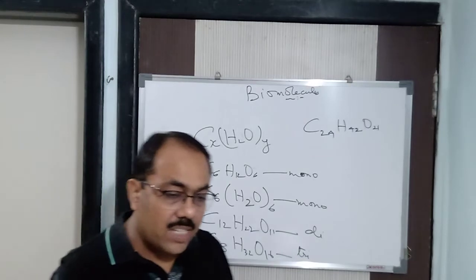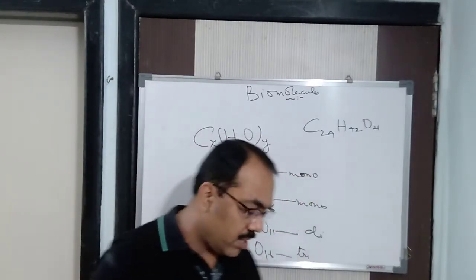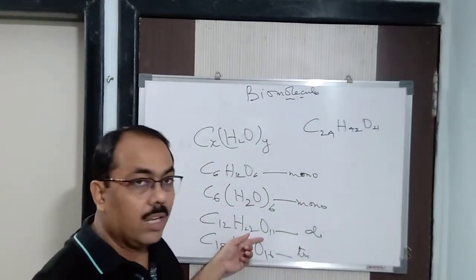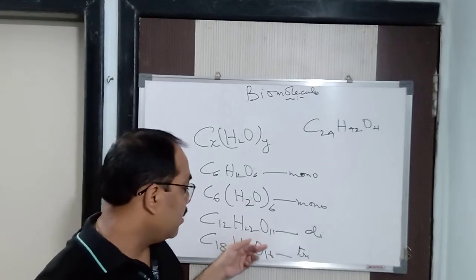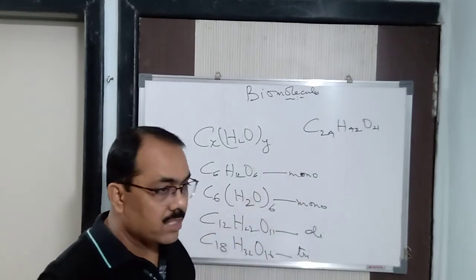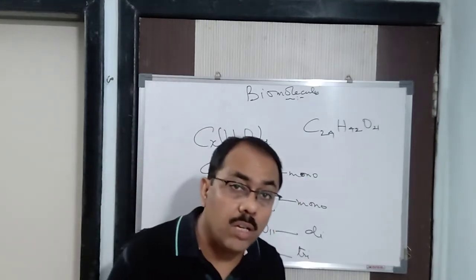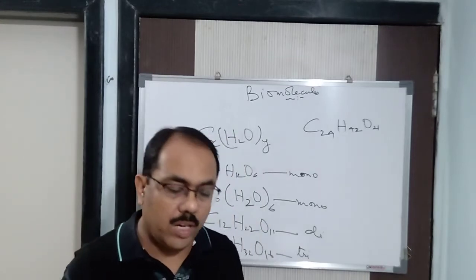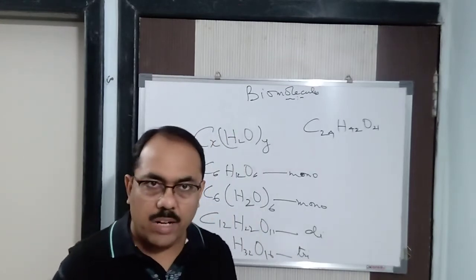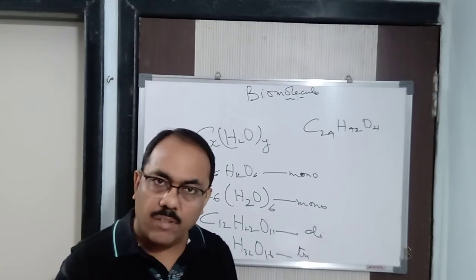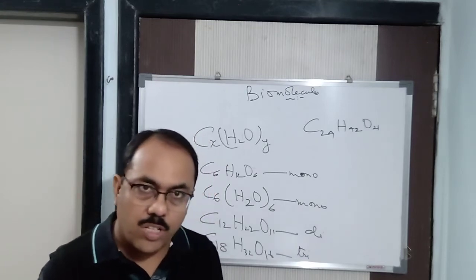Similarly, disaccharides, trisaccharides and tetrasaccharides, like raffinose or stachyose, upon hydrolysis will give you what? Simple sugar. They will give you monosaccharides upon hydrolysis. But monosaccharides upon hydrolysis will not give you further simpler sugar. You need to remember that.